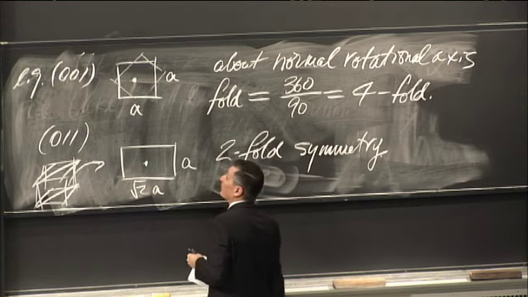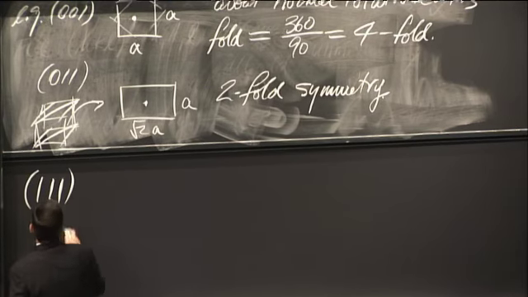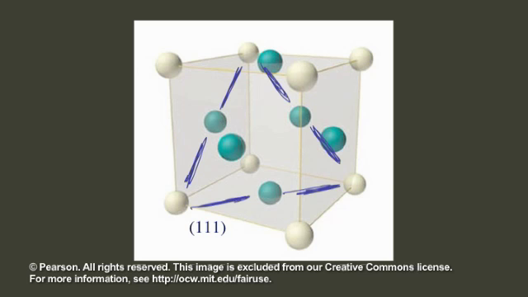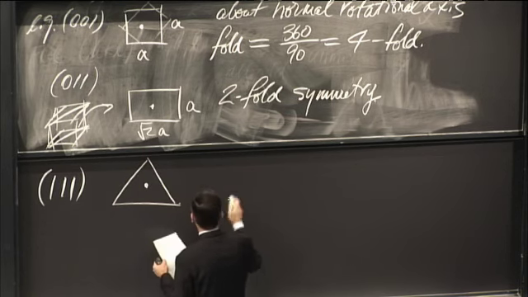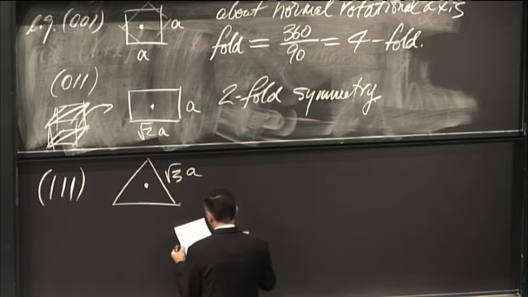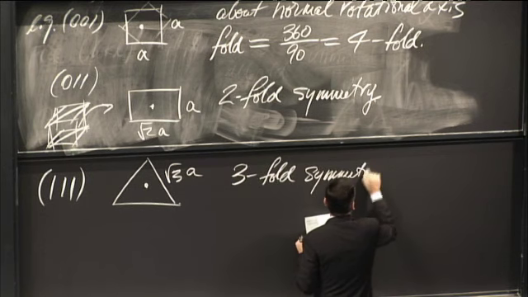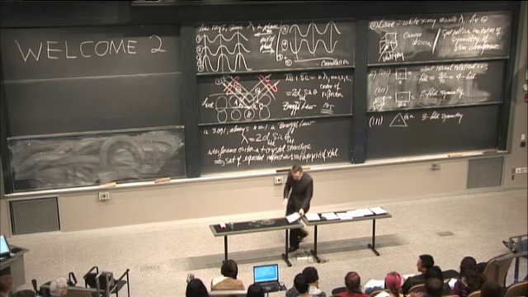And we'll do one more because there's only three major ones that we have to deal with. And that is going to be the 111 plane. I think I've got an image of it here. So you can see the 111 plane drawn in this cube. All right? So what does the face of 111 look like? The face of 111 looks like this. If you go through this analysis, this is root 3 A because it's a diagonal of a different persuasion. So this is threefold rotational symmetry.